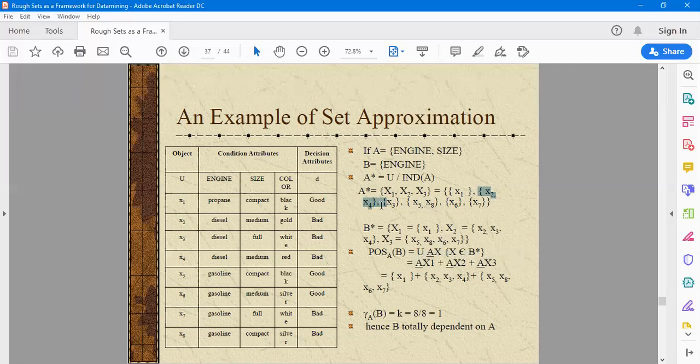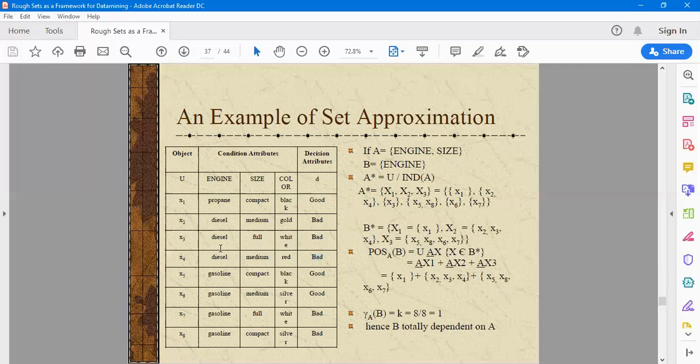Okay, now why we have taken this as individual, this as separate, because this is all related to diesel, right? If diesel and medium is there, it is bad. Here also, if diesel and medium is there, it is bad. So this X2 and X4 becomes safe. So we can write X2 and X4 over here.